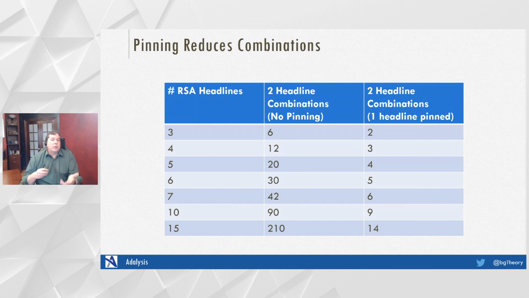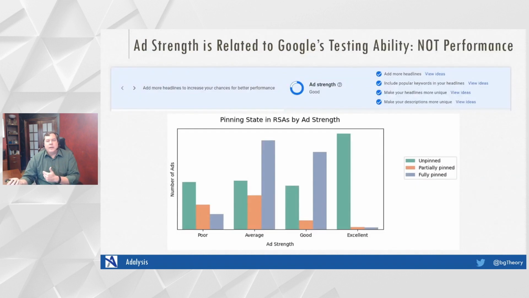Now, as you start pinning, you're going to see ad strength go down. And so a lot of advertisers don't want to pin because they see low ad strength. Ad strength is only related to Google's ability to control your ads. It is not related to your click-through rates, your conversion rates, your quality score, your CPCs, your impression share. So the only time it matters is if there are 2 RSAs in an ad group with different ad strengths. The RSA with the higher ad strength will get served more often.